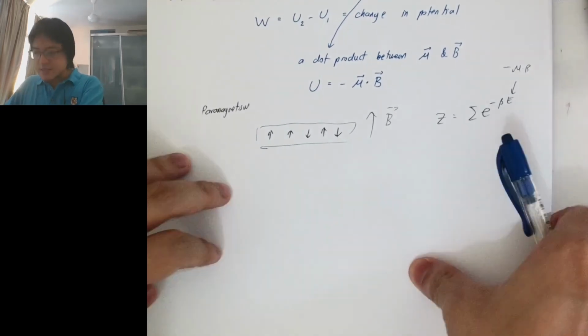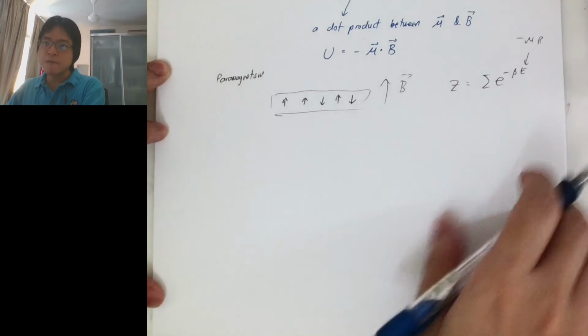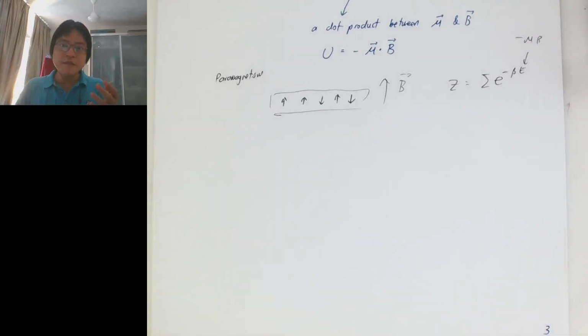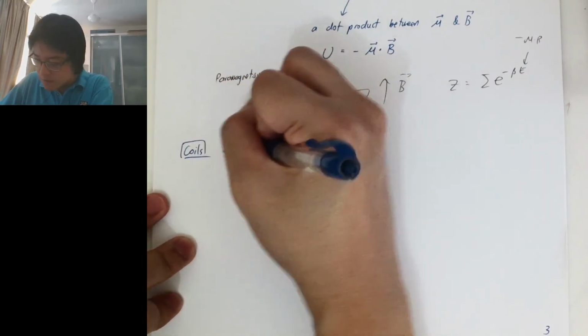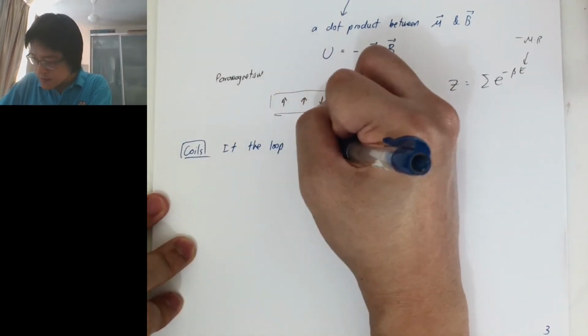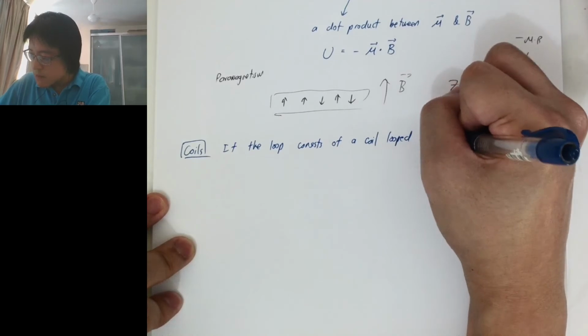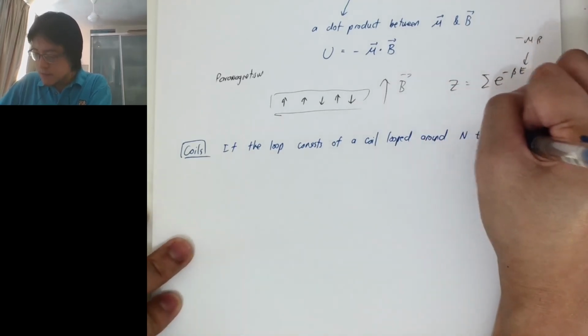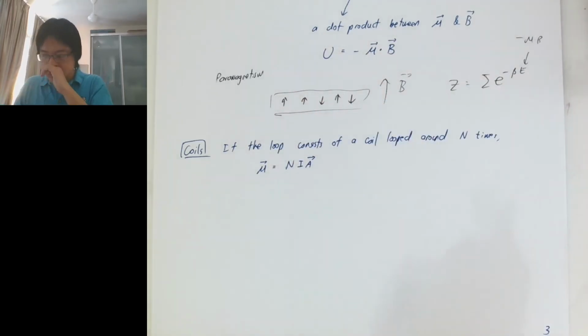Another thing to mention is that right now I have one loop. But for many electrical devices, you actually wrap the same wire around in a circle many times. So that will create a coil. So if the loop consists of a coil looped around n times, then the magnetic moment is just multiplied by n. Okay, so that is pretty much it.